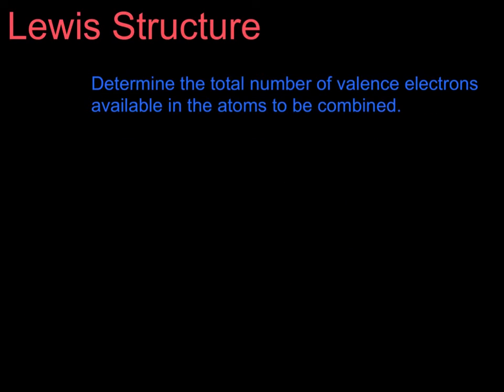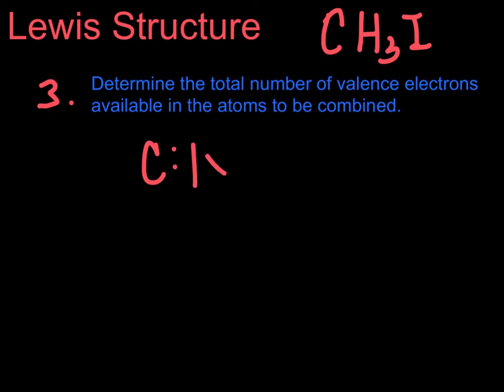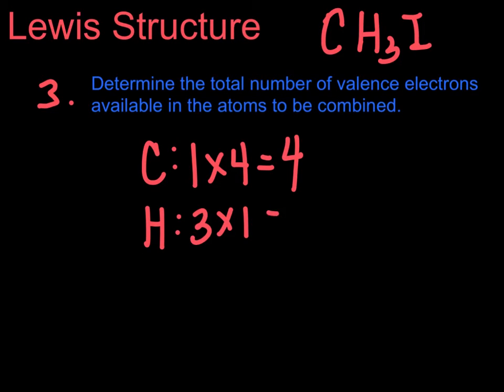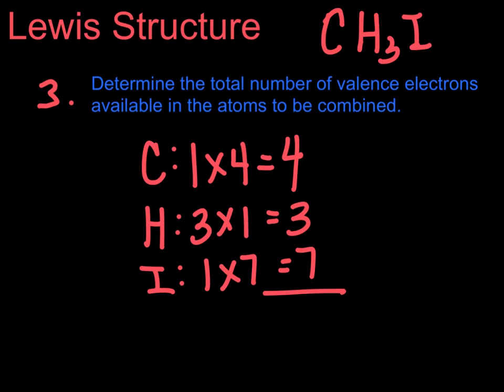Okay, so step 3 is to determine the total number of valence electrons that you need in your Lewis structure. We already did this on the previous slide, but remember we had the formula CH3I. We had 1 carbon times the 4 valence electrons for carbon, giving a total of 4. We had 3 hydrogens times the 1 valence electron that hydrogen has, for a total of 3. And we had 1 iodine times the 7 valence electrons iodine has, for a total of 7. When we add those numbers together, we needed a total of 14 electrons in our Lewis structure.